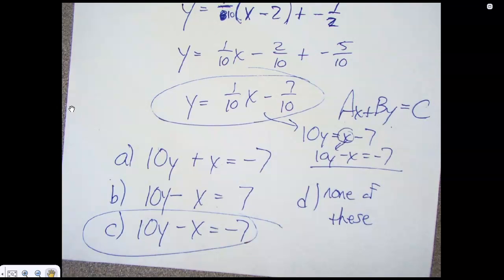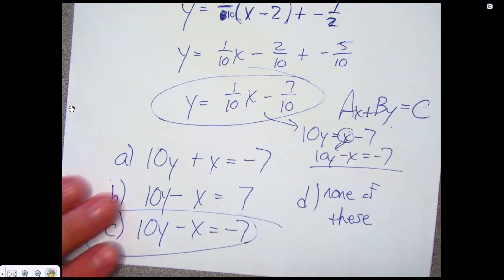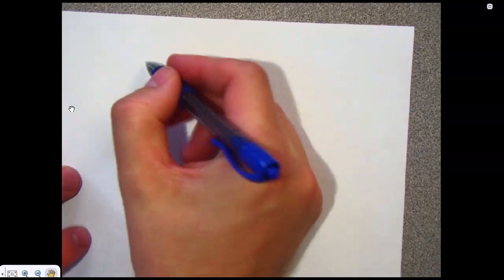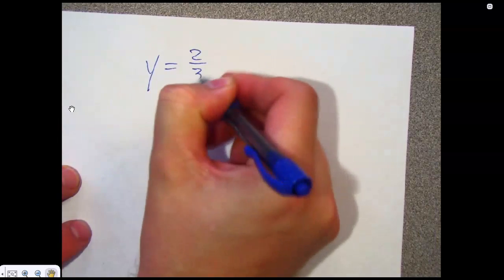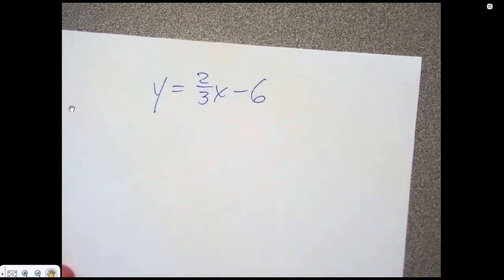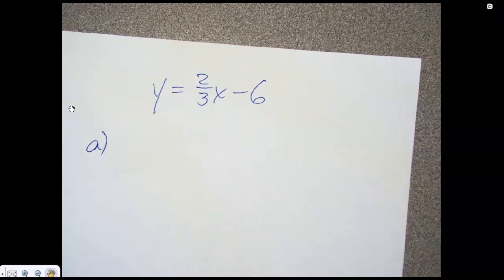Let's do another one of those. That didn't go as well as I would like it to, which is fine. So I'm not even going to start with the whole slope and process stuff. Let's just say y equals 2/3 x minus 6. So I'll give you choices for the multiple choice, or for the standard form version of that.